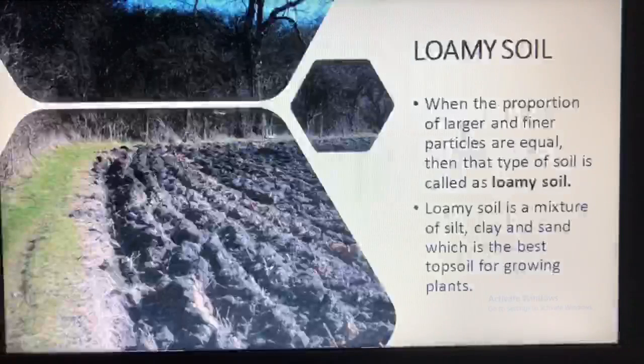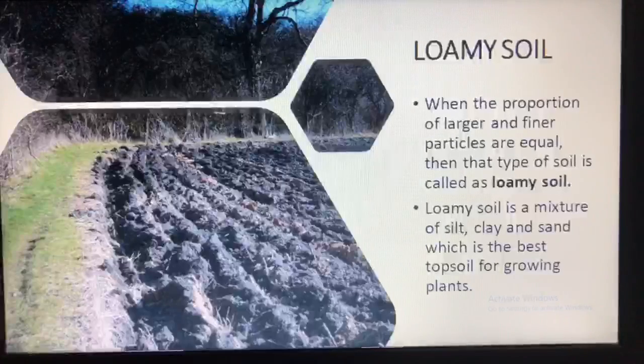Now the next type of soil is the loamy soil. The best topsoil for growing plants is loam. The loamy soil is a mixture of sand, clay and another type of soil particles known as silt. Silt occurs as a deposit in river beds. The size of the silt particles is in between those of sand and clay. So what is the size of this silt? It is in between sand and clay.